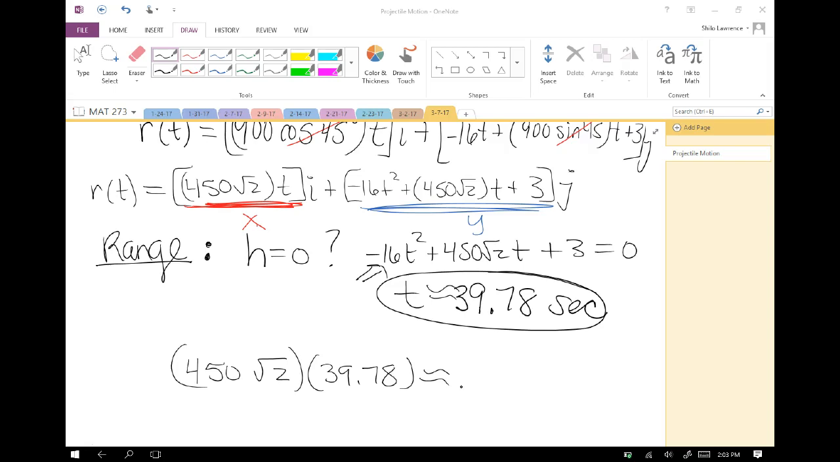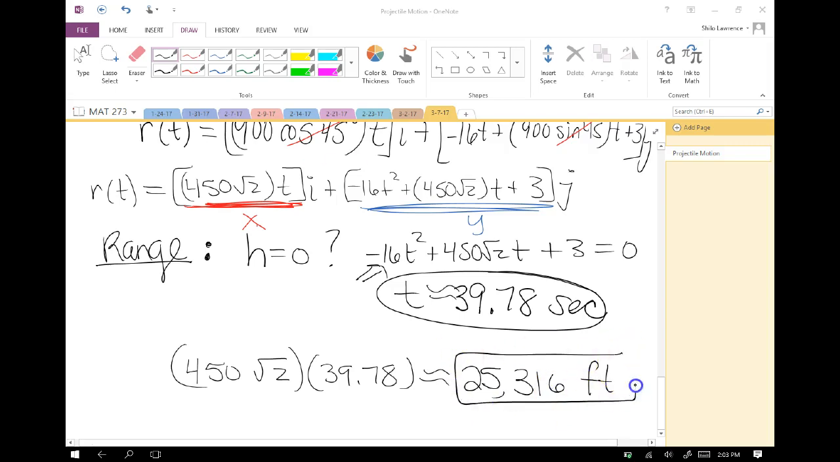$25,000. Anybody else get that? Yep. That's a big number. So tell me again, 25,000. 350. So I'm going to say 316. It's about 25,316 feet. That's almost 5 miles, right? 4.8 miles. That's a long ways.